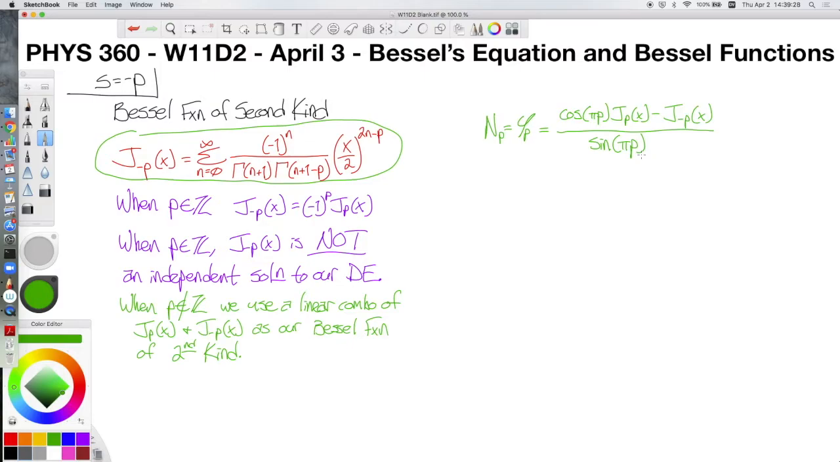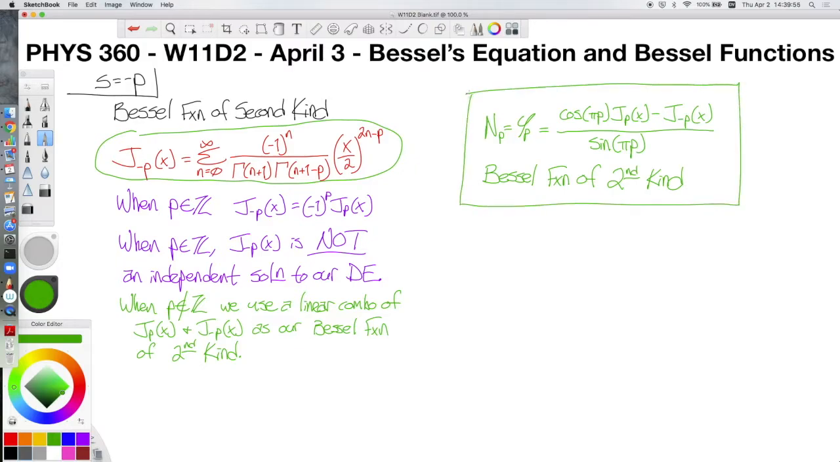In the numerator, we have cosine of pi p times J sub p of x minus J sub negative p of x, all over sine of pi p in the denominator. And this is our Bessel function of the second kind. There's a couple things I want you to note about this equation.